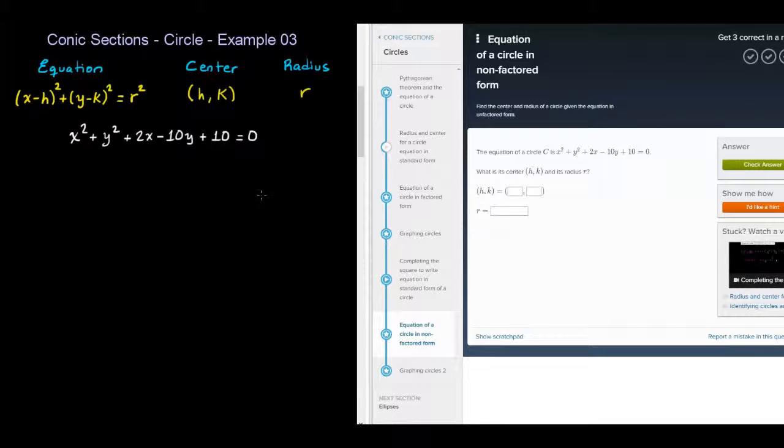Hi, in this video I'm going to solve one or two examples of the next ones you have to solve on Khan Academy. Here again we're in conic sections, in the circle section, but now we are in these exercises which are the equation of a circle in non-standard form.